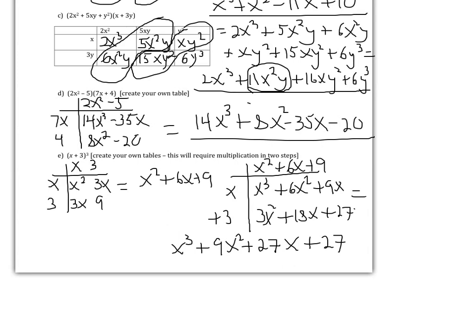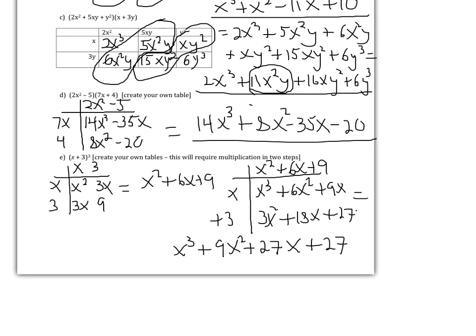Okay, for e, because we were raising this to the third power, we had to do 2 separate multiplications. So first we did x plus 3 times x plus 3, which gives us x squared plus 3x plus another 3x plus 9, or x squared plus 6x plus 9. Again, a perfect square trinomial where the 6 is equal to double the 3 and 9 is equal to the 3 squared.